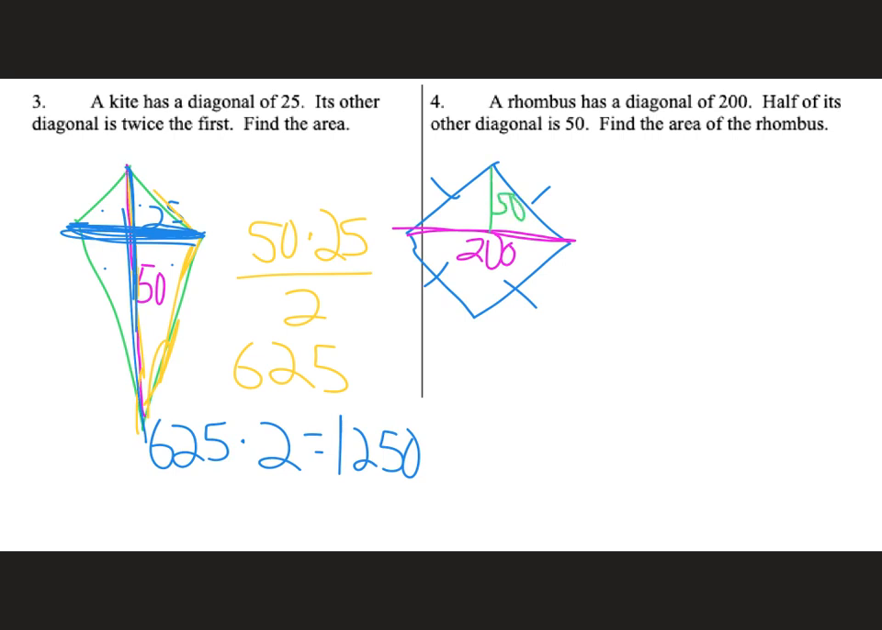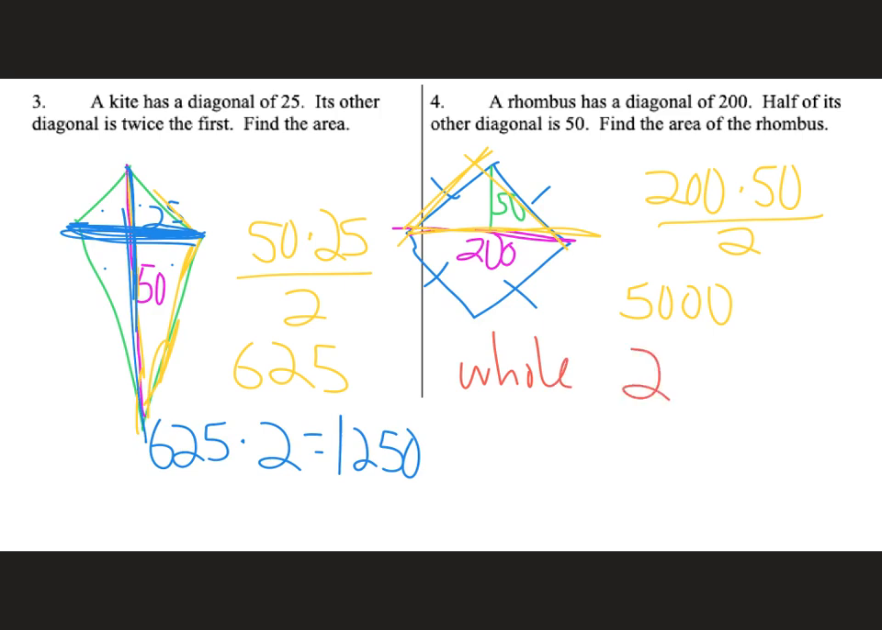But I don't need that, because I could look at this yellow triangle, and that's going to be 200 times 50 divided by 2, which is 100 times 50, which is 5 with some zeros afterward. That's for the yellow triangle. But then the whole is 2 of the yellow triangles, because that bottom triangle is the same. So the whole is 10,000.